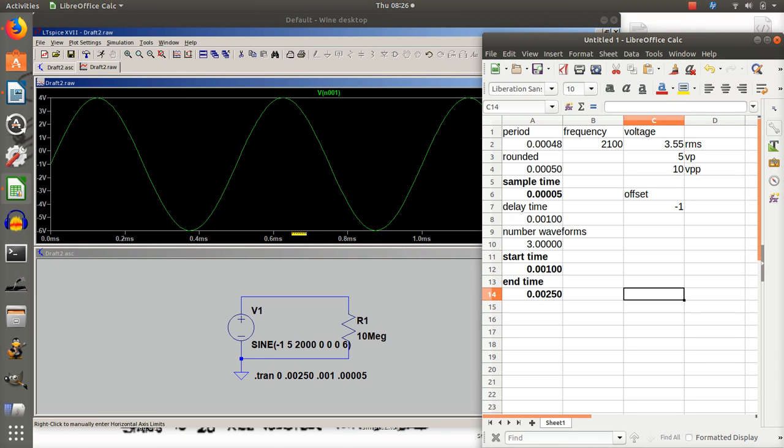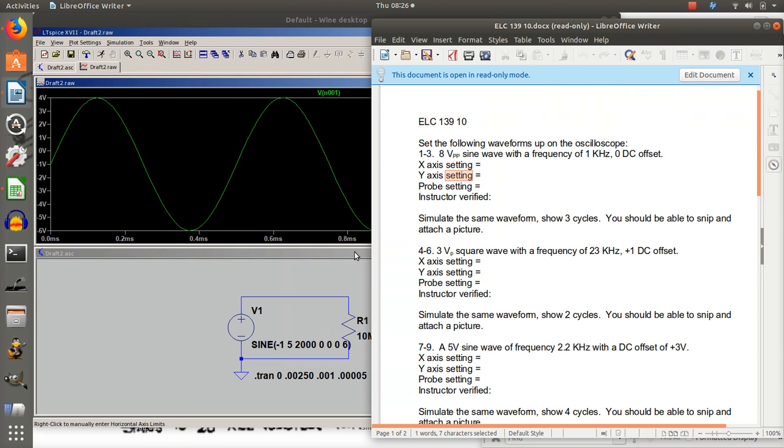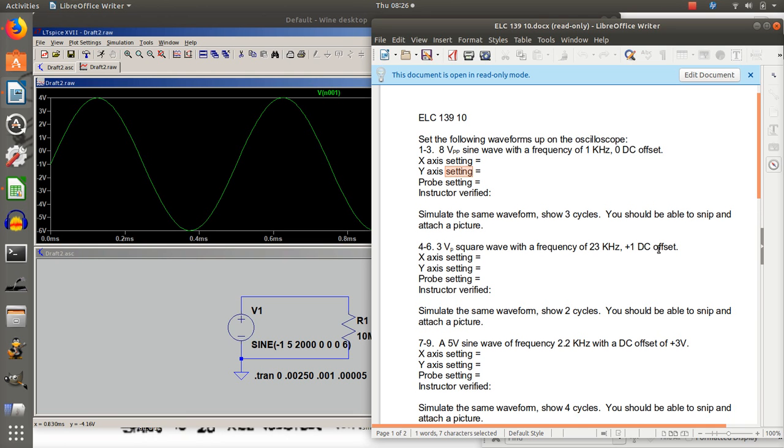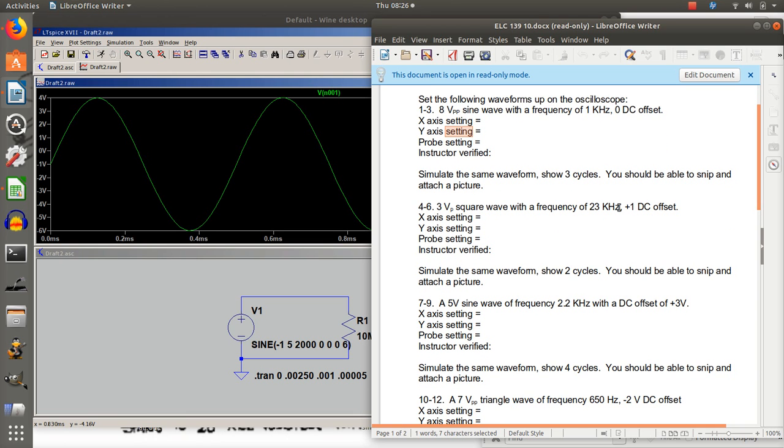Okay, this video picks up where the last one left off. So let's look at the next setting. I want a square wave with a different frequency, a +1 offset, and it's 3 volts peak. 23k hertz plus 1 offset. So that's what I'm given. I'm given a voltage, frequency, and an offset, yes or no. And I think I put in an offset even if I made it 0. So I think I can remember 3 things.